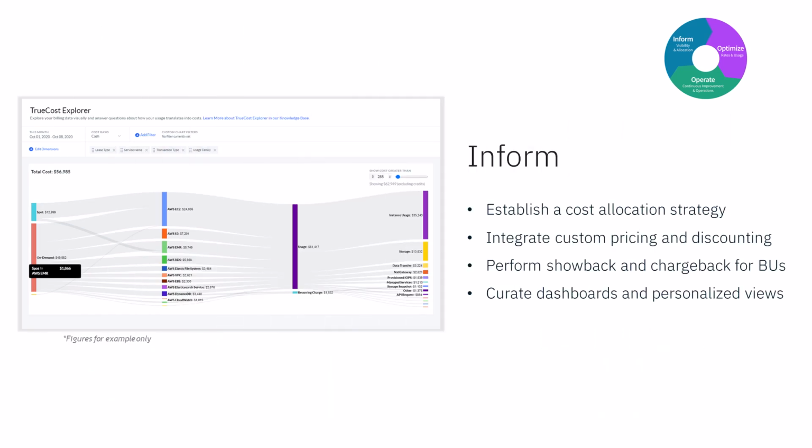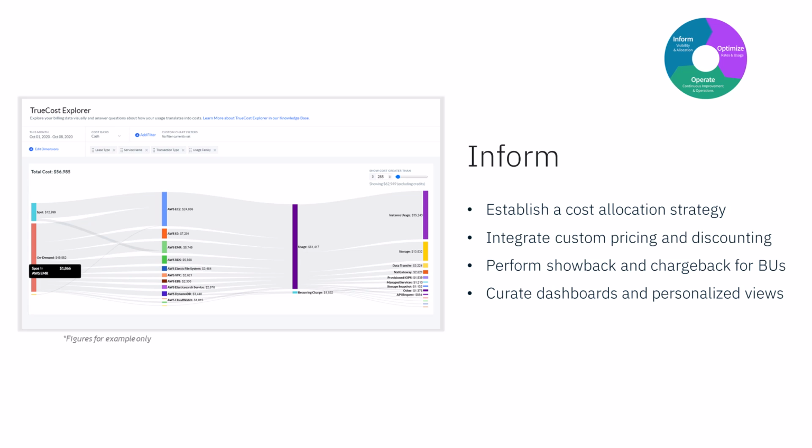For clients to establish key FinOps practices within their organization, they need to build upon the right foundation. This starts in the inform phase or inform stage, which works to ground the organization by organizing its cloud spend data into a digestible, visual, and actionable way.